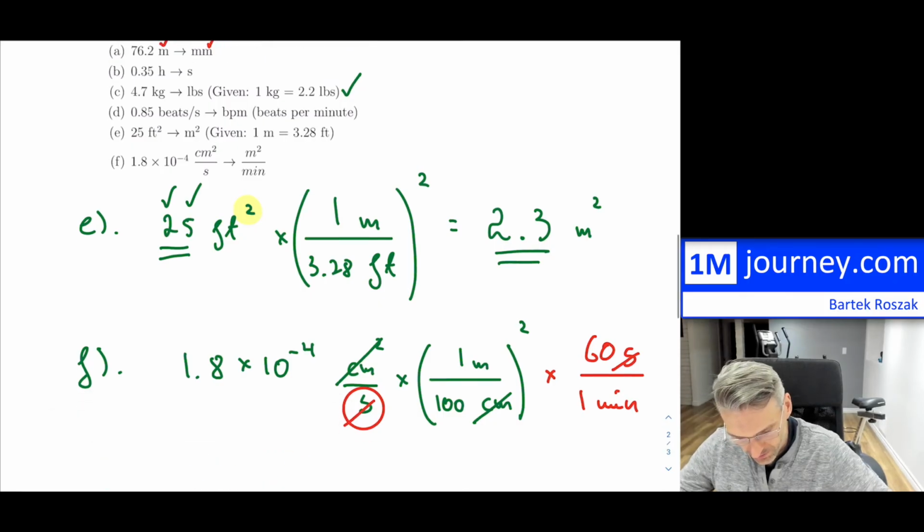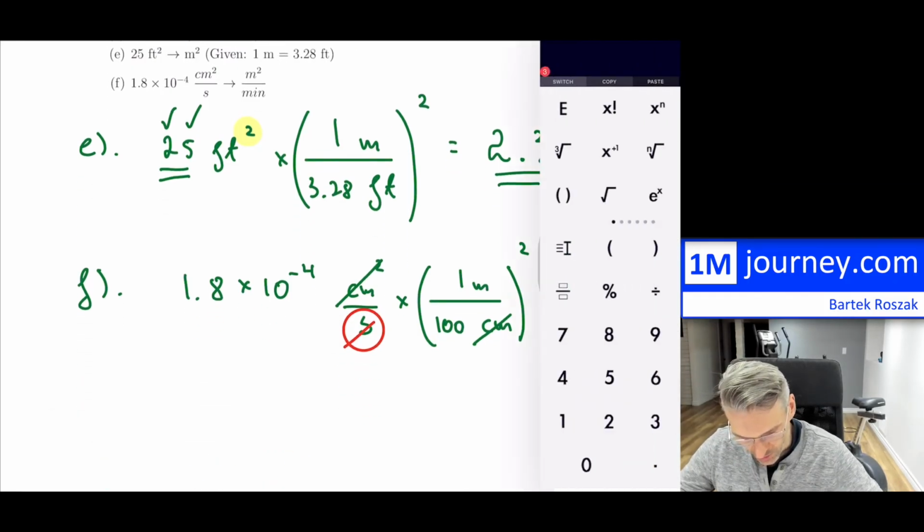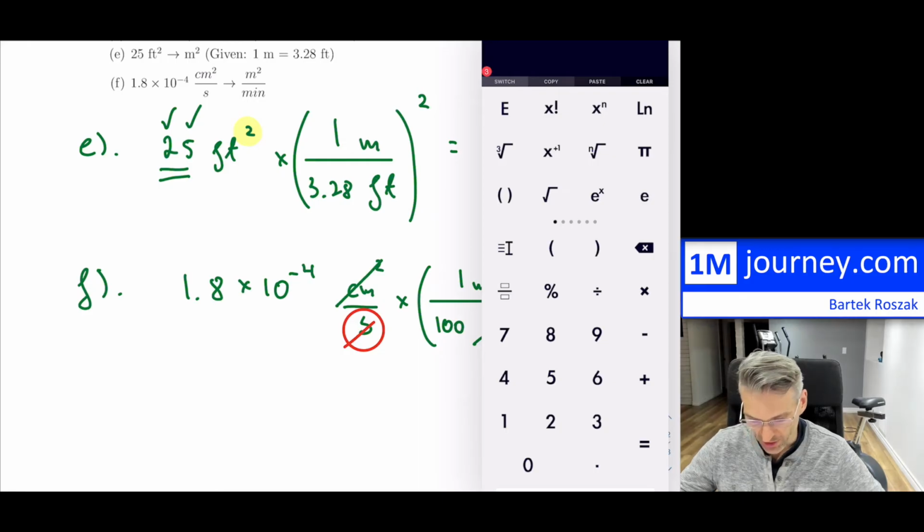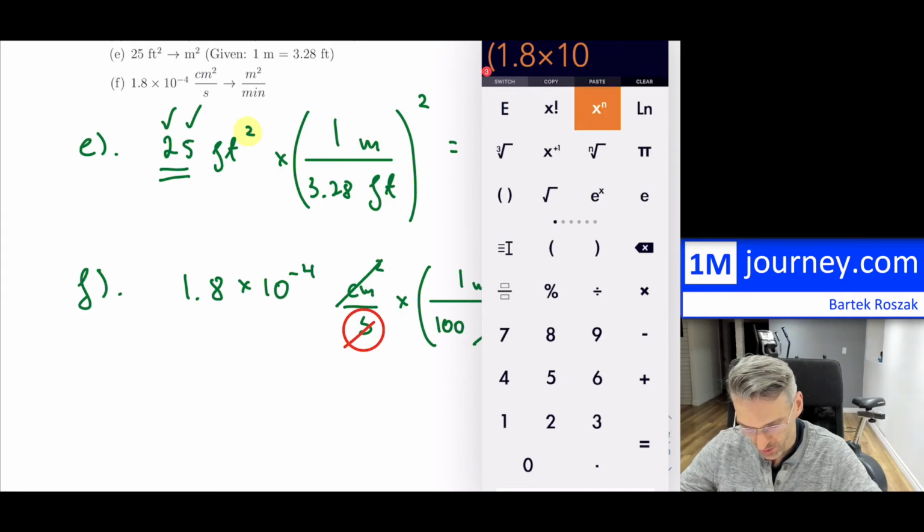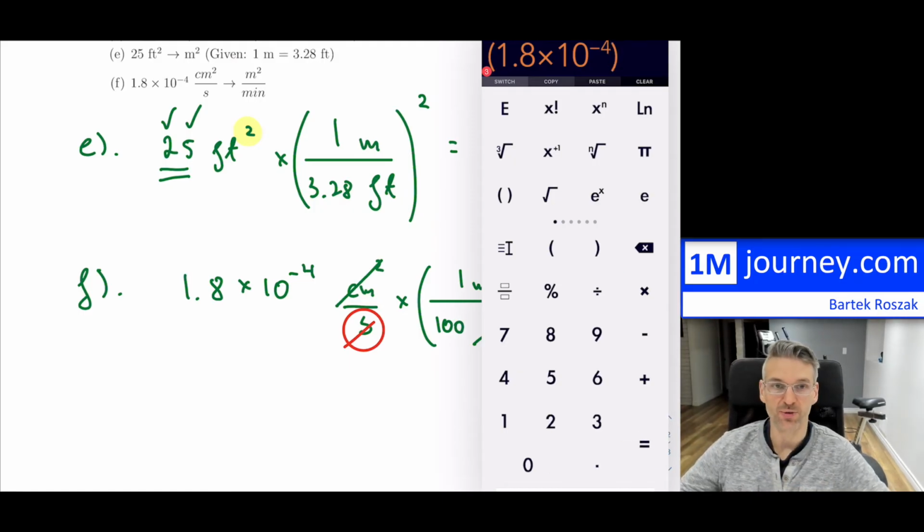So now as you're working this out, how can you input this into your calculator? This will just depend on what kind of calculator you have. I'm going to actually put this in brackets. So 1.8, sometimes it's easier just to say times 10 and then reach for the exponent. And this is going to be -4. So I'm going to have that. Okay, so that's just entering this in.